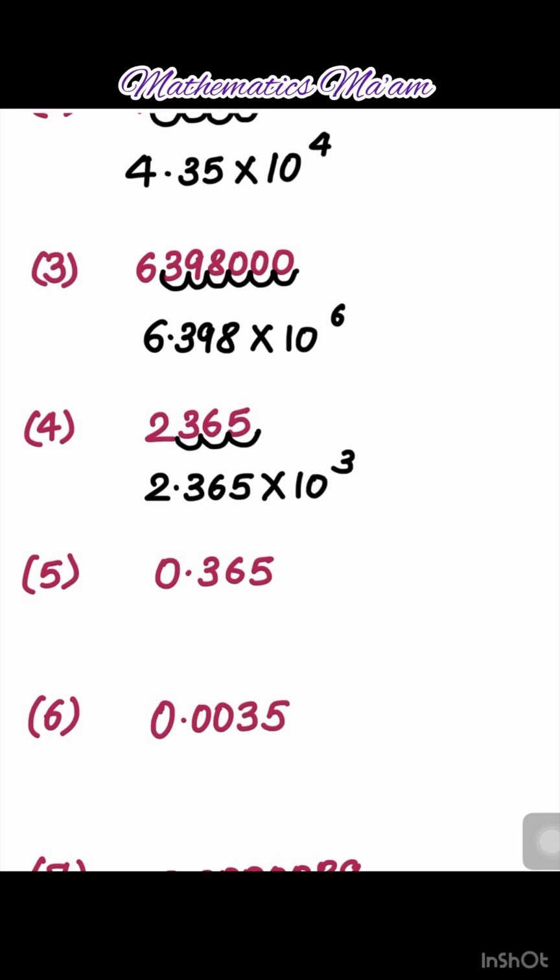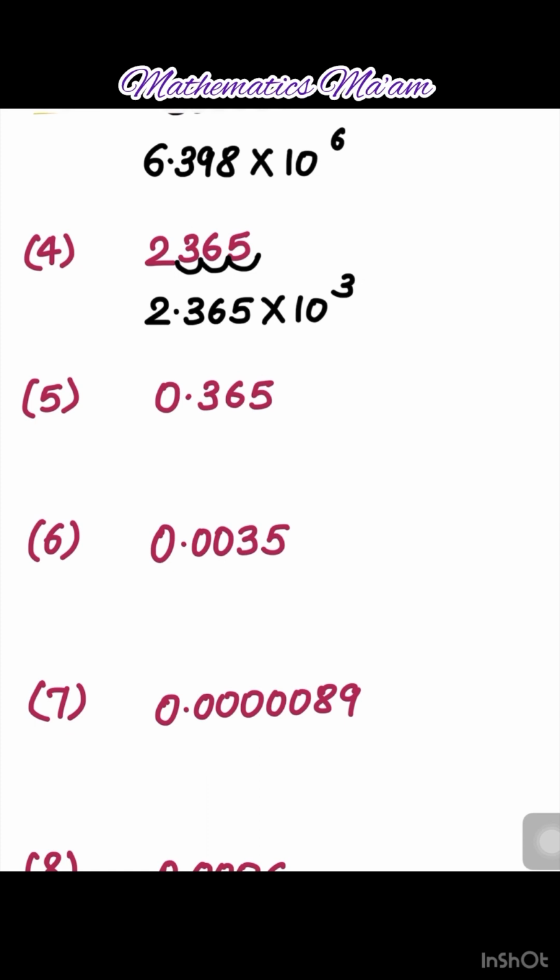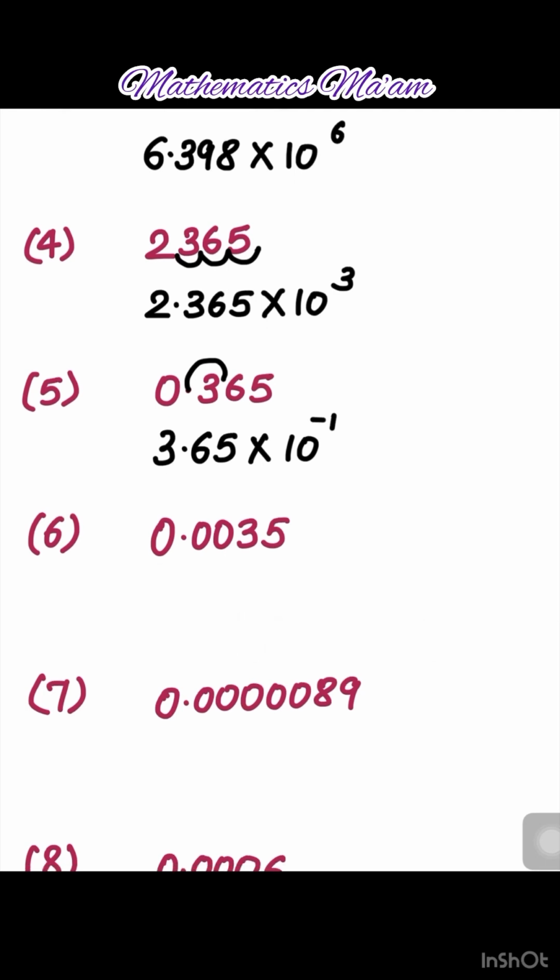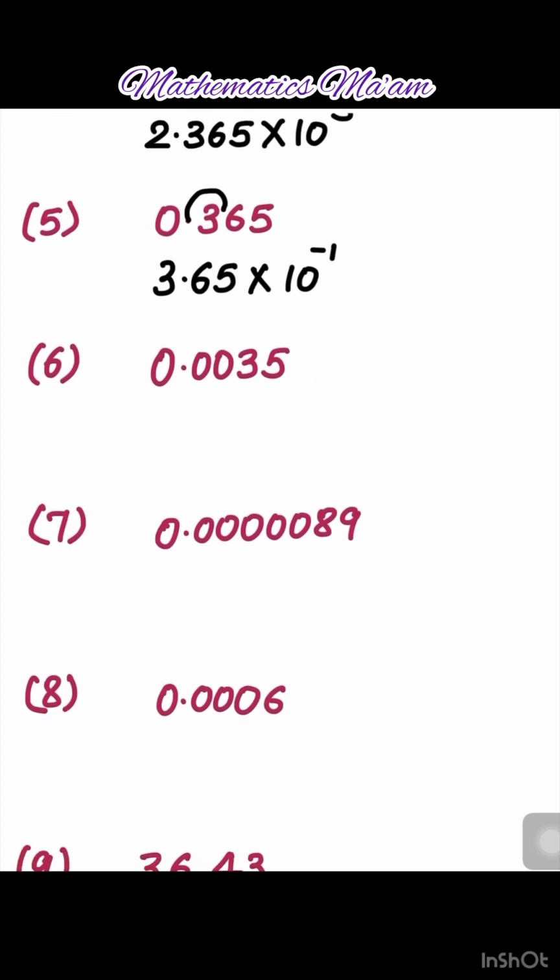So I hope it is clear how to convert a number into scientific notation. Now let's see when the decimal is given, like 0.365. As I told you, in scientific notation there should be the decimal after a number and that number should be 1 to 9, not 0. So this time you're moving the decimal left to right, one digit. So you'll write 3.65, but since you're moving left to right, it should be negative power. So 10 to the power minus 1 should be the answer.